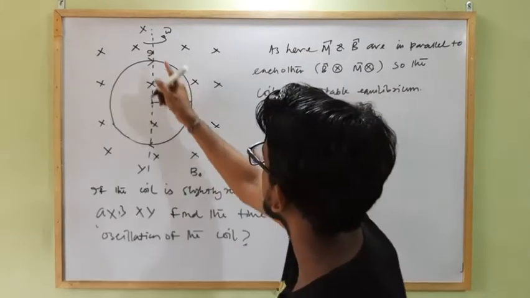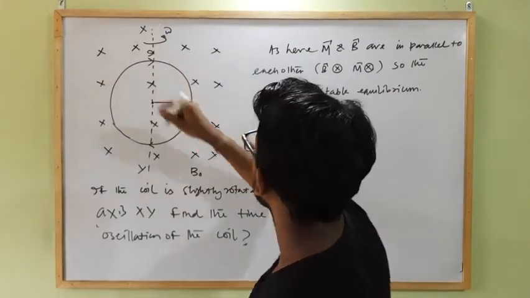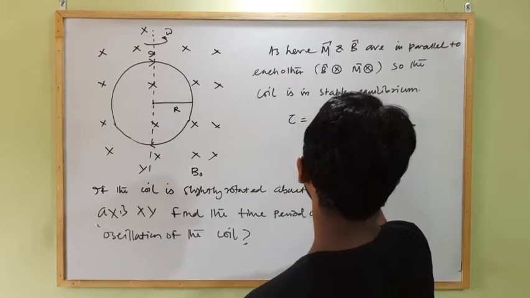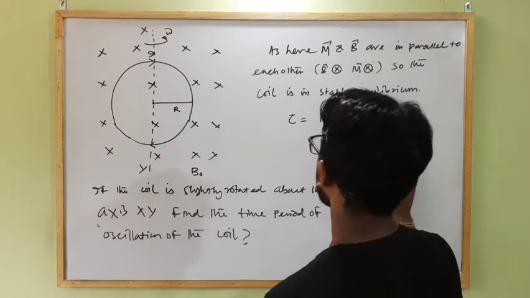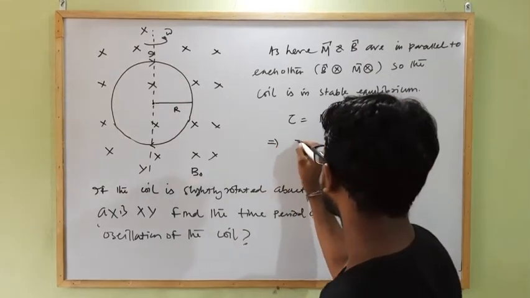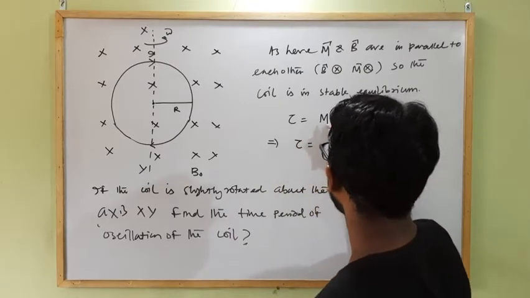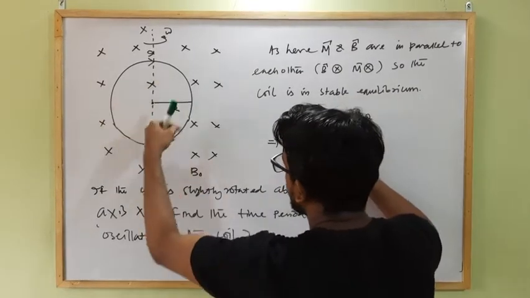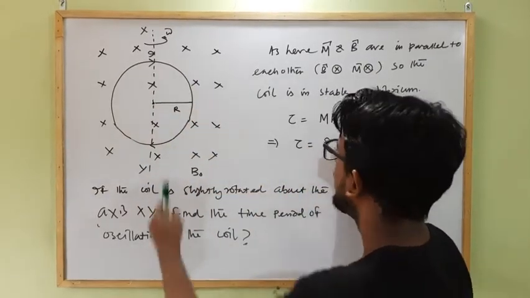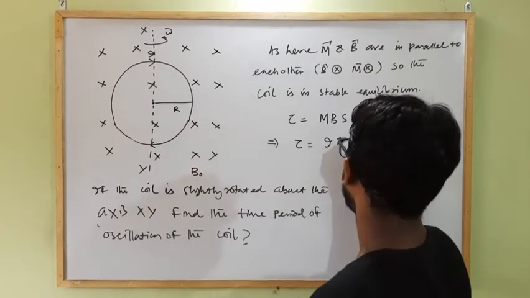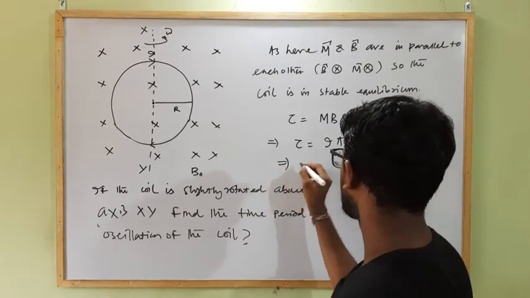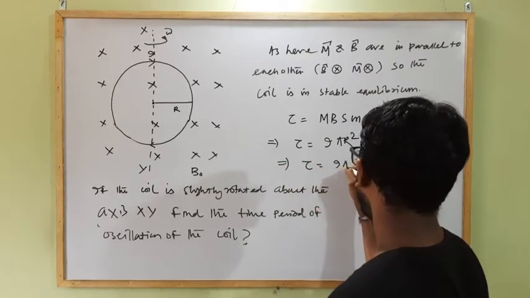So by rotating through a small angle theta, what will be the torque? Tau equals M B sin theta. Clear? So this implies tau equals, what is M? The value of magnetic dipole moment of this current carrying coil of radius r will be the current flowing through this coil, that is I, into the area of the coil, pi r square, into sin theta. So this implies you will get tau equals I into pi r square.